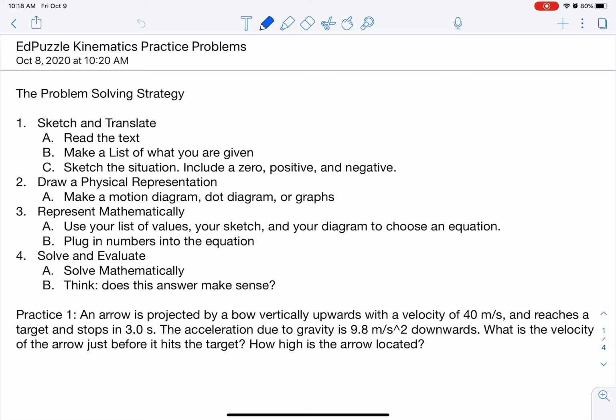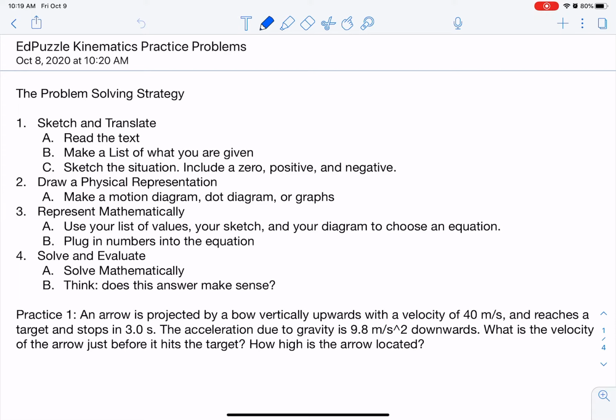The next step is to make a physical representation. This could be a motion diagram, a dot diagram, or a graph. It's important to make a physical representation because that will help you tell if your mathematical representation makes sense.